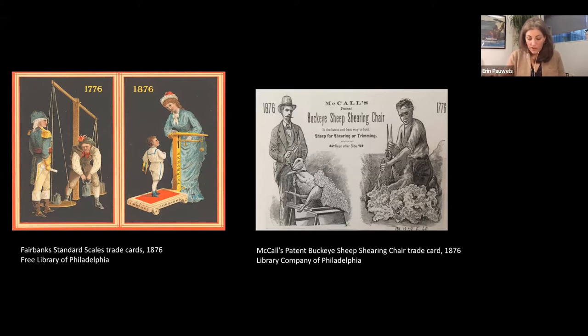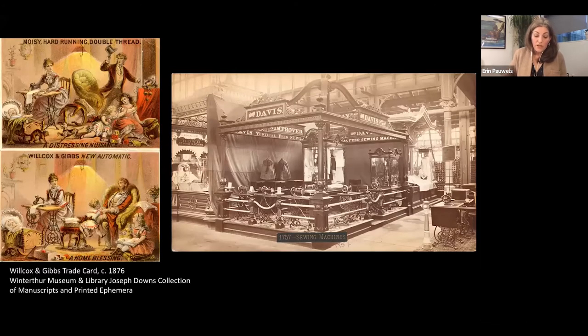And these promoted products that ranged from mercantile scales to farm equipment, but were overwhelmingly united in illustrating how modern industrial innovations represented clear improvements over older ways of doing things. Even the Wilcox and Gibbs Company used this type of diametric image in a trade card to market their new automatic sewing machine that's pictured in Sarony's tableau. Here they presented it to potential consumers as an investment in domestic harmony that was absolutely necessary for the modern home.